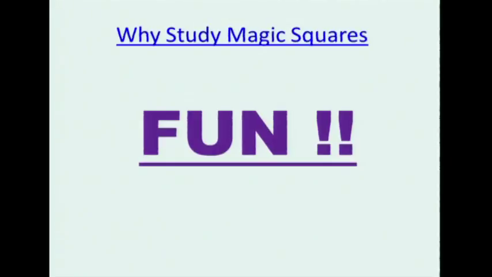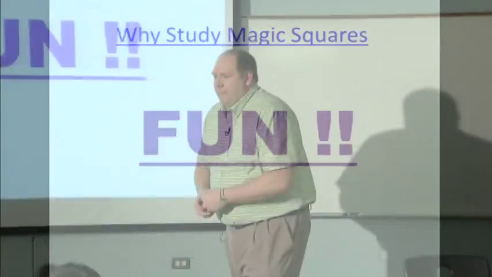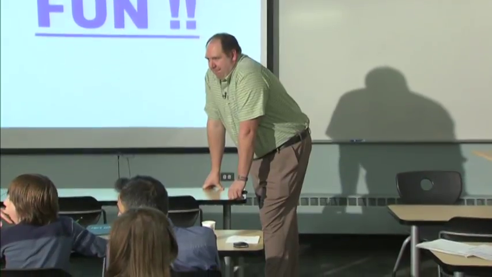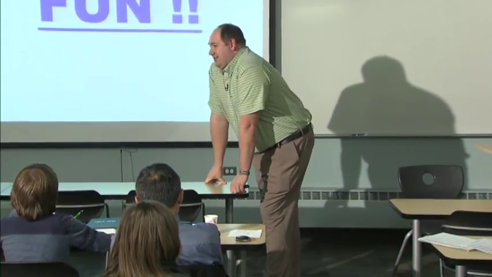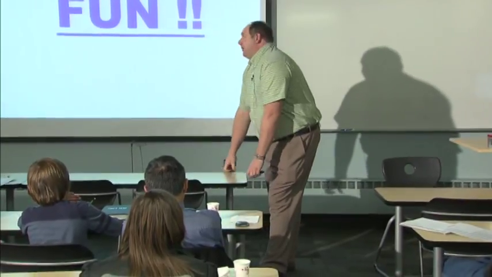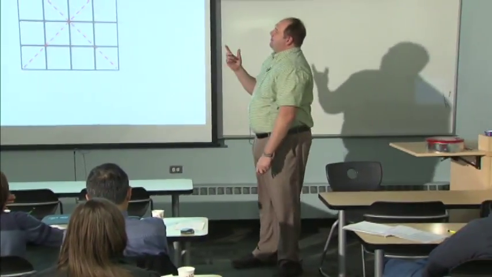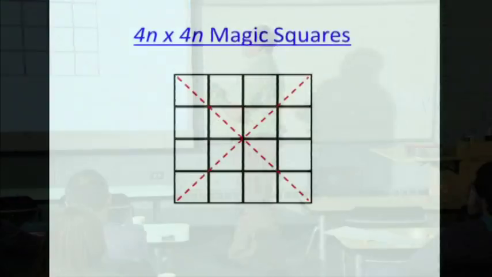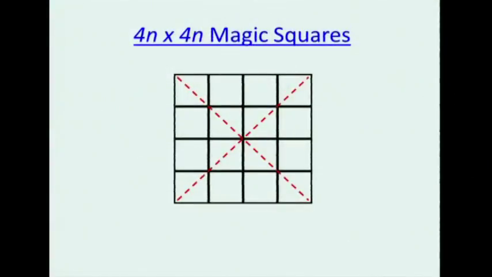Does anyone have any questions? Yes? You gave us a pattern for finding any odd number magic square. Is there one for even numbers? I'm very glad you asked this question. There is not one known for even. However, there is one known for 4x4s, and any multiple of 4x4, so that's 4n, sticking any number there.